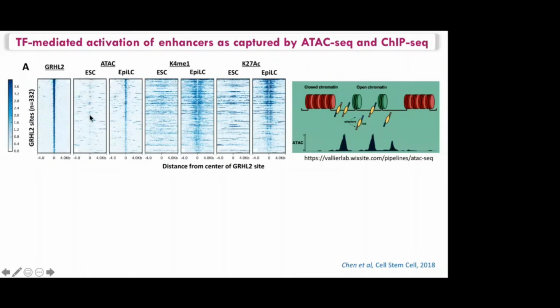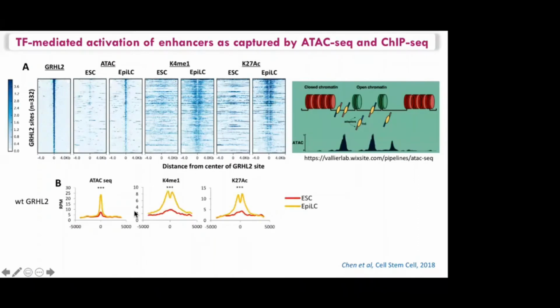So in embryonic stem cells, there are not many open chromatin sites at these binding sites, but as soon as the transcription factor binds, based on the ATAC-seq heat plot, you can see there's much more open chromatin now. And at the same time, you can see the enhancer marks now coming onto these regions. In embryonic stem cells, there's nothing much in there. But in epiblast-like cells, you see K4 monomethylation levels going up. Similarly, the K27 acetylation mark, which is another active enhancer mark, also goes up.